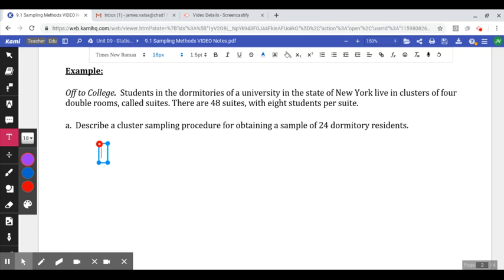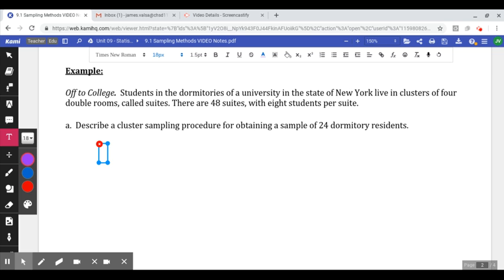There are 48 suites with 8 students per suite. What we're going to do now is describe a cluster sampling method for obtaining a sample of 24 dormitory residents. The way we're going to do a cluster sampling is we're going to break the population into different groups or clusters, and then we're going to choose only one or a few of those groups and survey everyone in each one of those groups. So let's think about this.